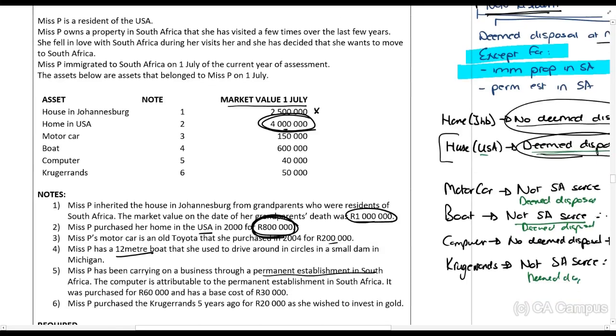All of these others, guys, the motor car and the boat and the Kruger rands, all of those will have a new base cost, which is the market value on 1 July, because she was treated as if she bought it on the 1st of July. Obviously, when she sells it, you'll use it then. So if she sells the Kruger rands, that will be the base cost. If she sells the boat, it's longer than 12 meters, that will be the base cost. If she sells the car, that will be the base cost, but it's a personal use asset, so there will be nothing. And remember, the computer is permanently established in South Africa, so there's been no movement with that.